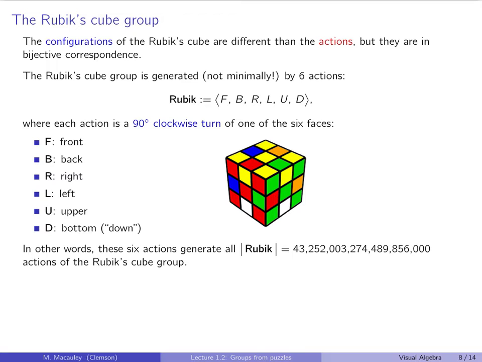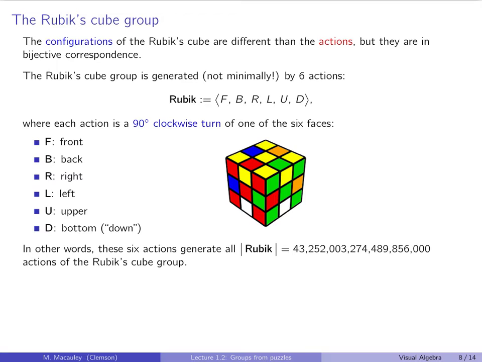When I say that this group is generated by these 6 actions, that means that just having 6 of these things can generate all 4.3 times 10 to the 19th actions of the Rubik's Cube. In other words, from here or from anywhere, I can get to 4.3 times 10 to the 19th different states.